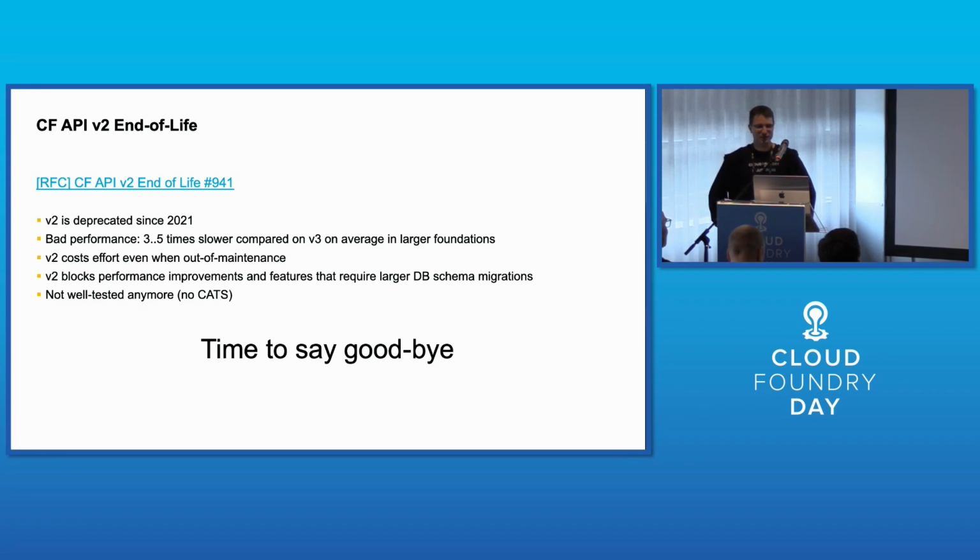V2 also blocks, let's say, bigger performance improvements and features that require larger database refactoring. Think of the whole database structure that is responsible for space and org roles, which is a bit problematic and can be improved, but as long as we have V2 in place, because the database is shared, we are not able to work on that. It's also not tested anymore, by the way, or not deeply anymore. There are unit tests, but CATs don't run anymore in CF deployment, so it's time to say goodbye.